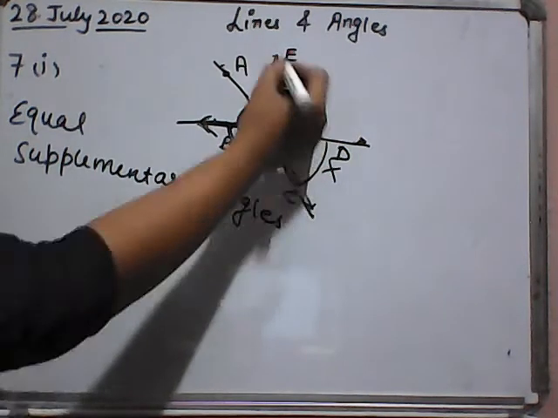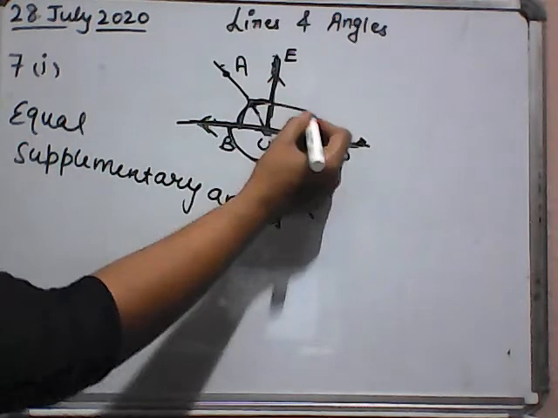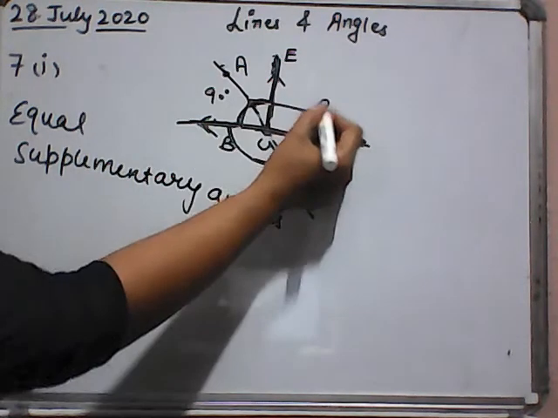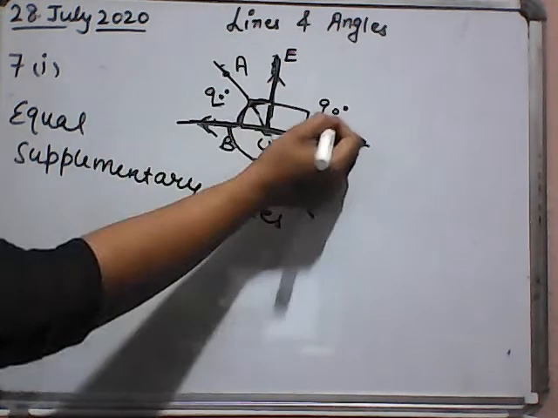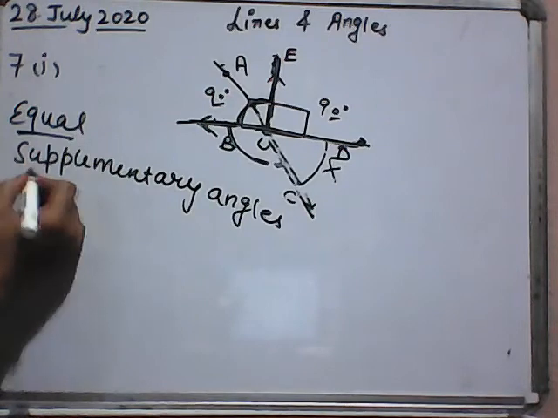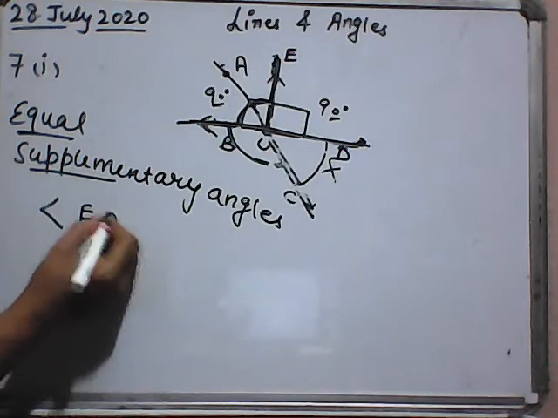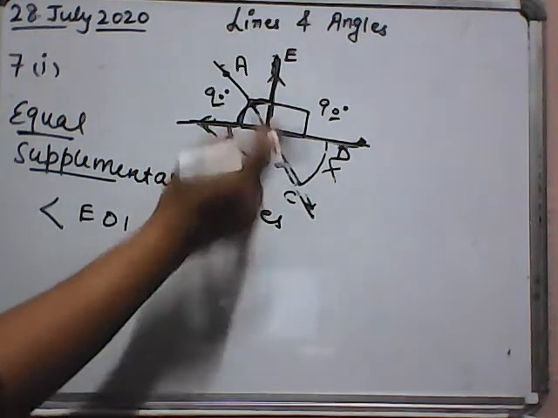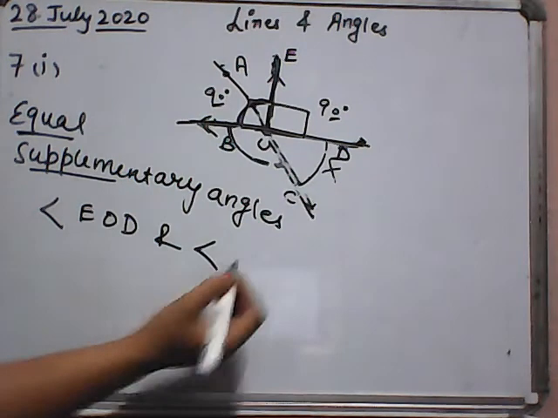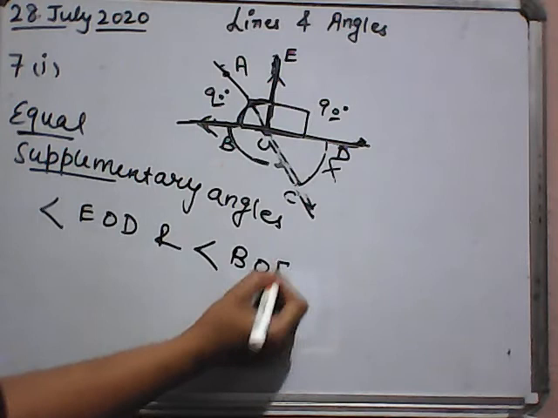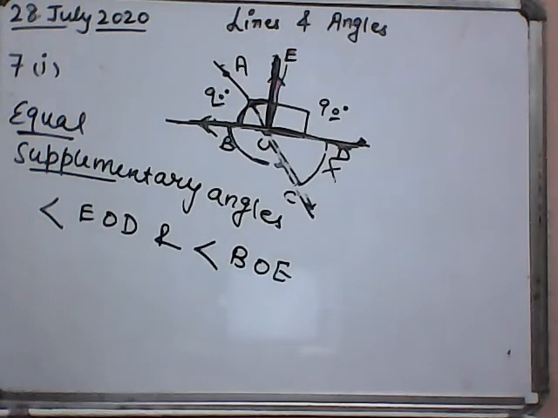BOE and EOD. These two angles are supplementary as the sum of these two angles is 90 plus 90, 180 degrees. The measurements of these two angles are equal, 90 and 90. So we can say they are equal supplementary angles. Angle EOD and angle BOE are equal supplementary angles.